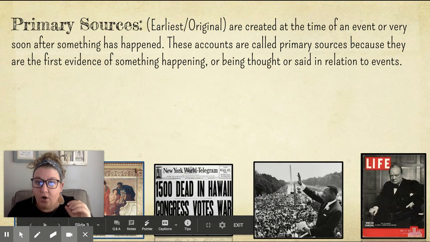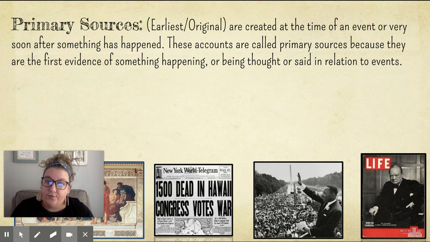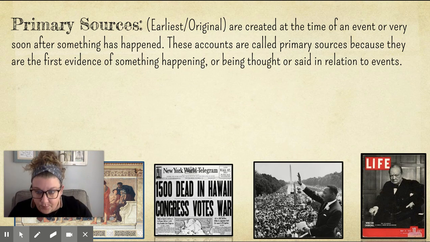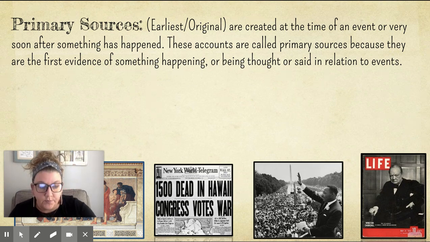Primary sources are the earliest or the original source. So a primary source was created at the time of an event or very soon after something happened. These accounts are called primary sources because they're the first evidence of something happening. So examples of that are people who were at an event writing about the event. They could write about it 5 years later, but as long as they were present at that event, then their account of that event is a primary source.